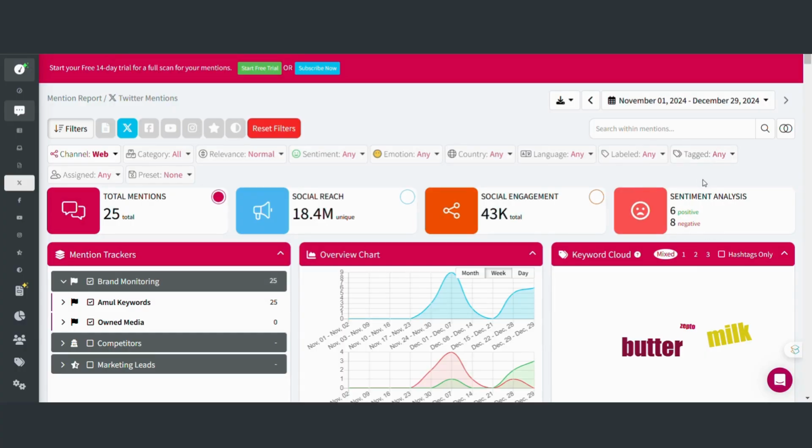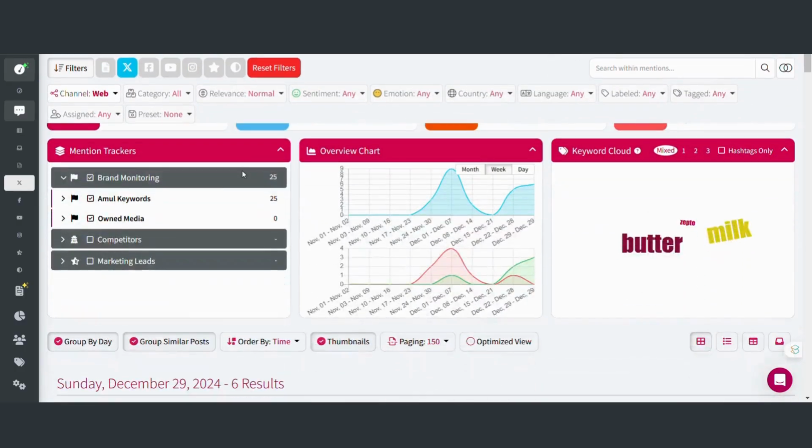Coming to sentiment analysis, 6 positive mentions have been recorded, 8 of them being negative, and 11 neutral mentions. Again, here the overview chart for Twitter mentions provides a timeline of activity, highlighting the trends in engagement and mentions over specific periods. For instance, a surge in mentions could indicate a viral tweet or trending campaign.